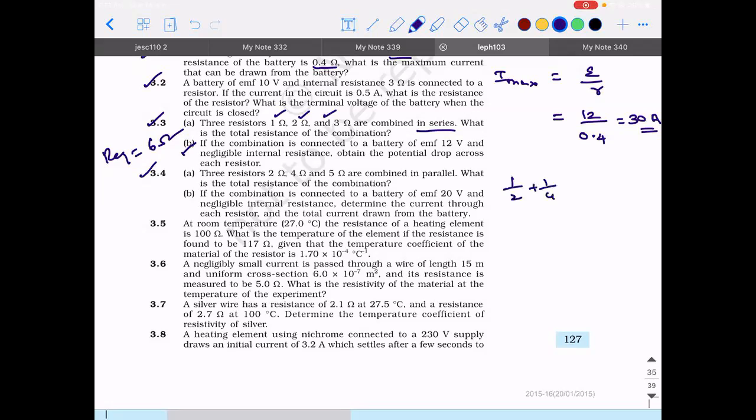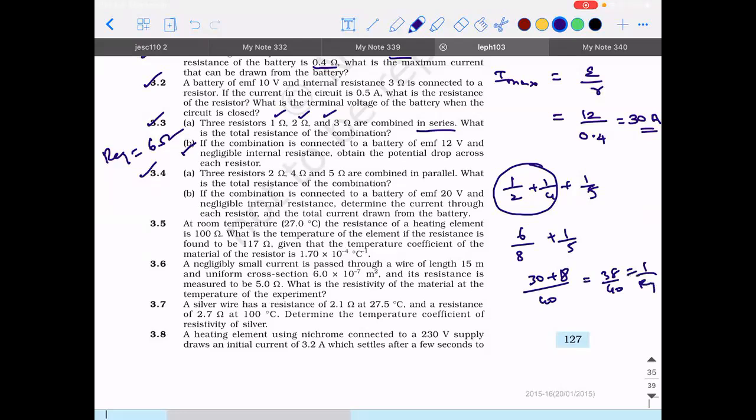So 1 by 2 plus 1 by 4 plus 1 by 5. So 1 by 2 plus 1 by 4 will give you how much? 6 divided by 8 plus this 1 by 5. If you take LCM, it will be 30 plus 8. That is 38 by 40.